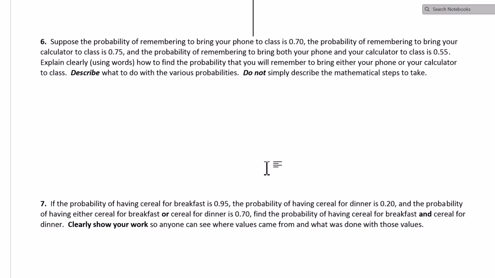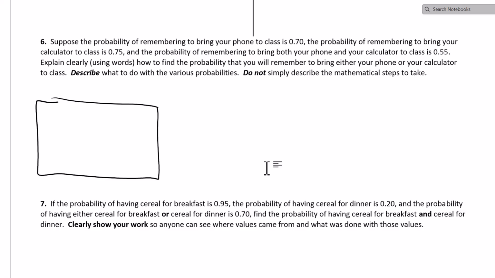Suppose the probability of remembering to bring your phone to class is 0.7, and the probability of remembering to bring your calculator is 0.75, and bringing them both is 0.55. So I'm going to draw a picture. It helps me to visualize this. We know that both is an and situation, this and the other.